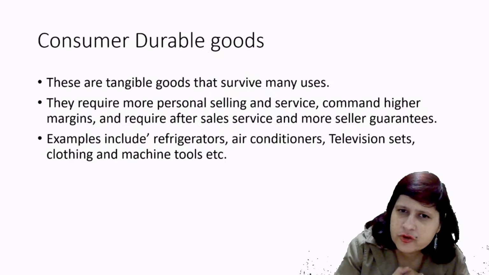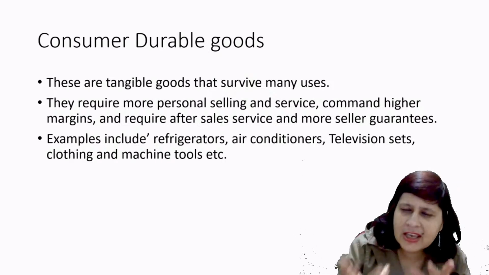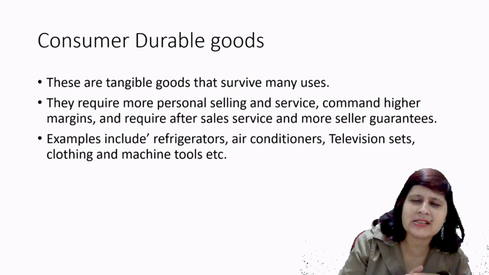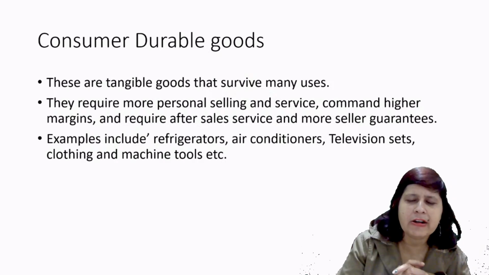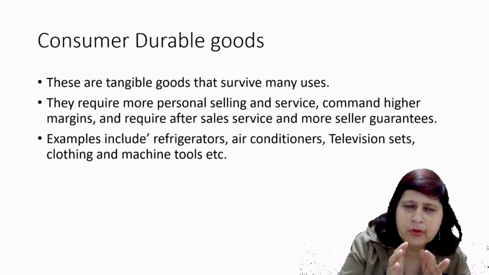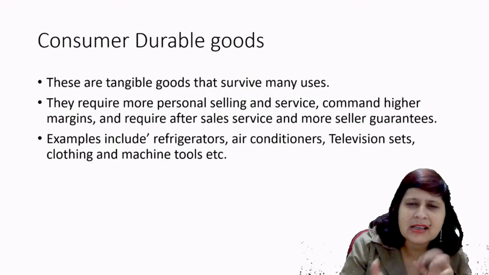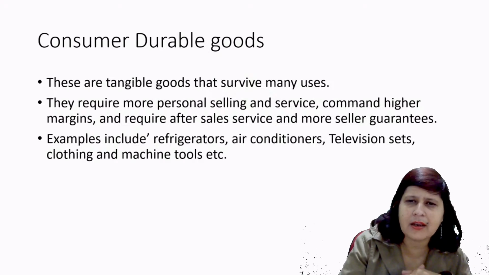An example is your refrigerator. These are durable goods. ACs, televisions, right? Or machine tools, etc. All these are durable goods. These are tangible goods or durable goods that survive many uses, right? And personal selling is required, right?